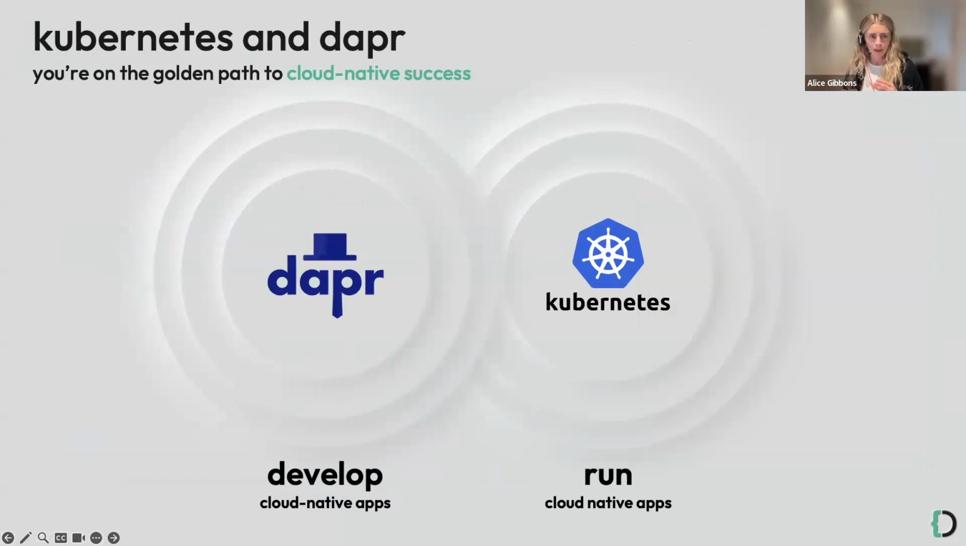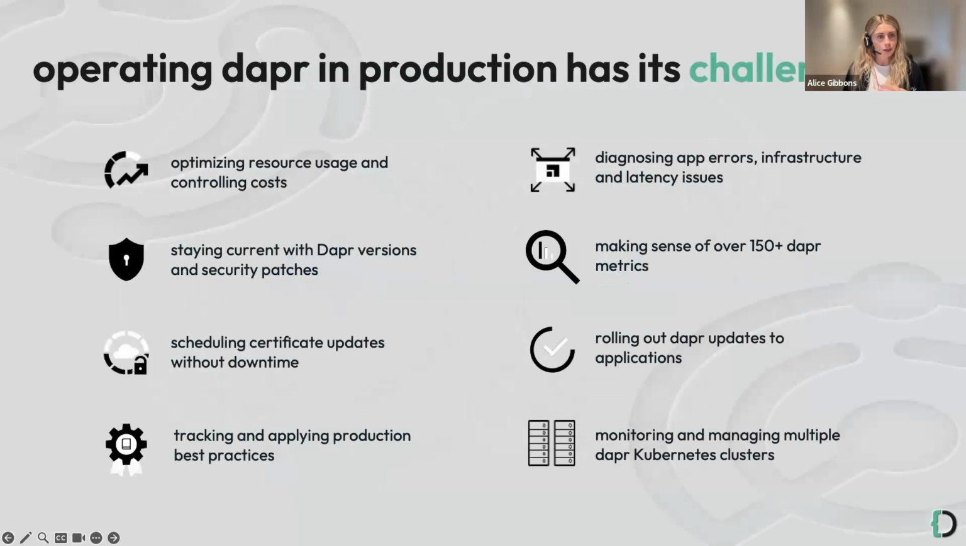If you are using Kubernetes and Dapr, we talk about Kubernetes being the de facto way to run cloud native applications these days. And Dapr is really the way that we think developing cloud native apps in the cloud, on-prem, or on any distributed systems platform is on the golden path to cloud native success. What we have built here at Diagrid is after talking to many, many Dapr users, from development all the way through production. We realized that operating Dapr in production has a number of challenges.